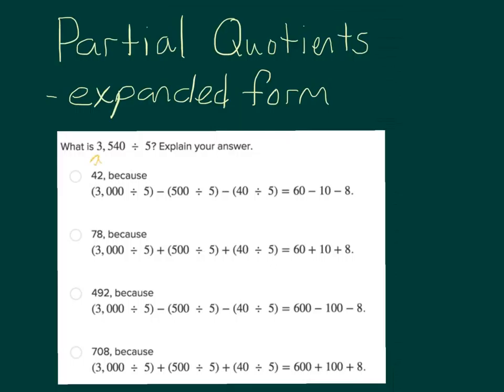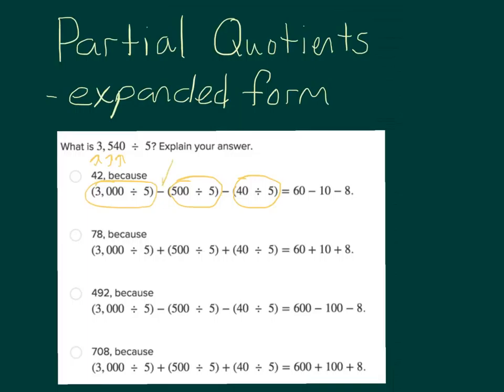the 3,000 by 5, the 500 by 5, and the 40 by 5. But after you divide those by 5, you need to add up the sums. So what you're going to do is divide those each by 5, but you're not going to subtract your answers. That wouldn't make sense. So this is an incorrect answer for a couple reasons.